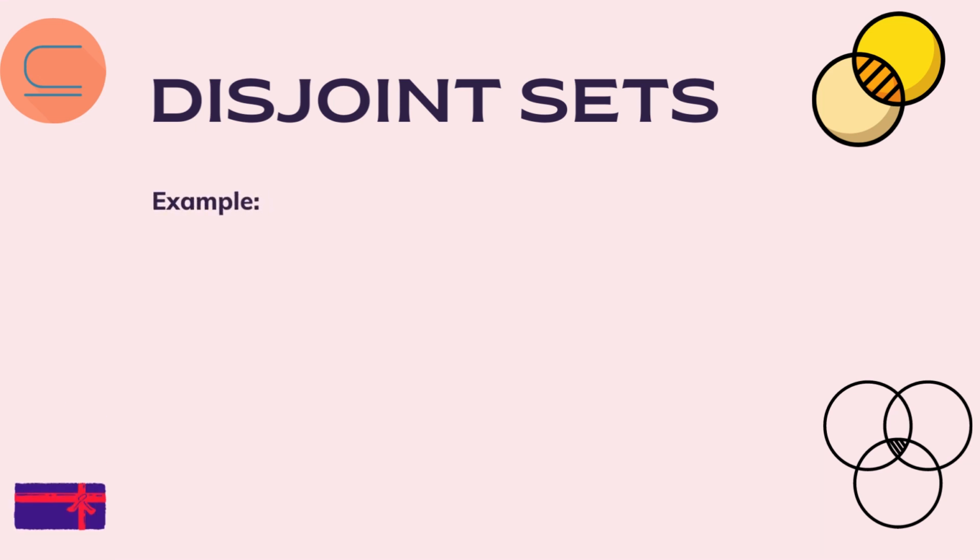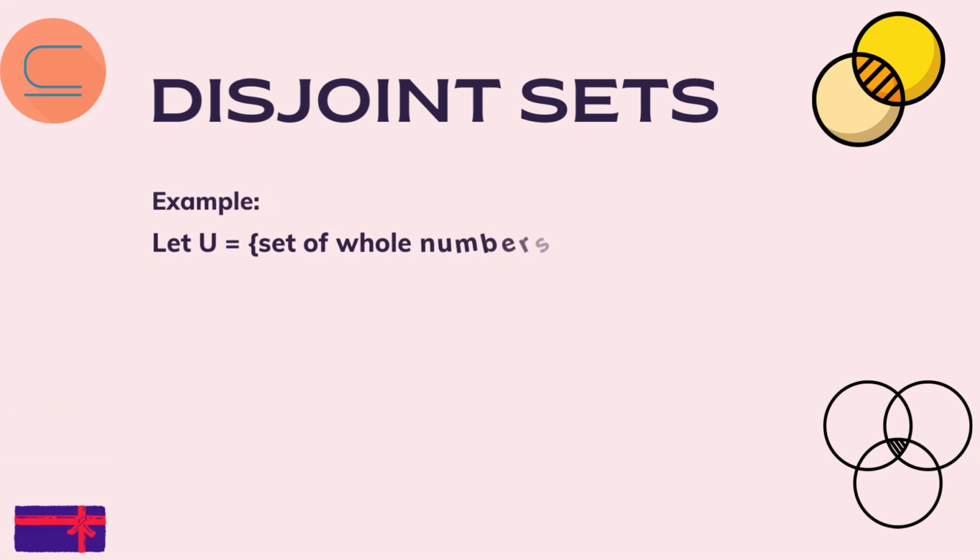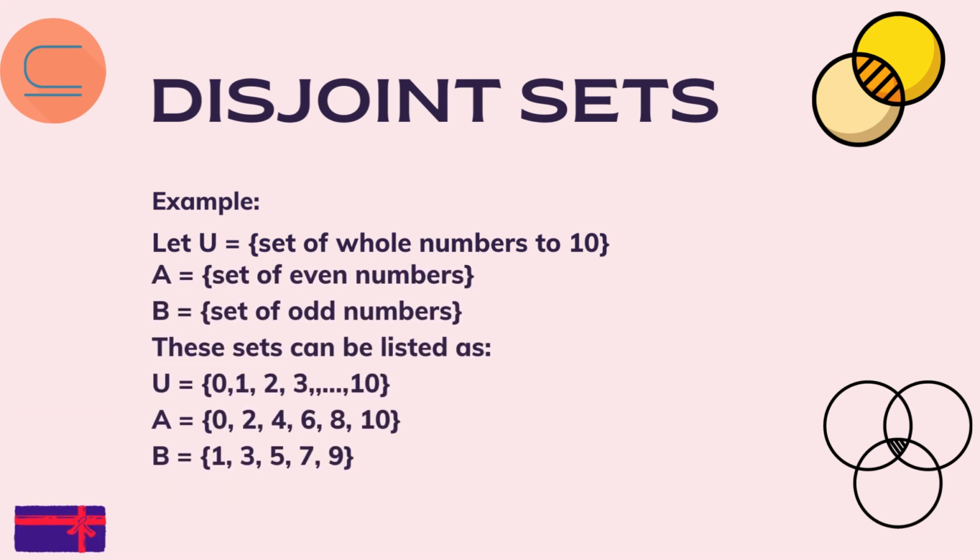A universal set, for example, is a set of whole numbers to 10. So from 0 to 10, you list down the elements, set A being a set of even numbers. The elements naturally become 0, 2, 4, 6, 8, and 10. Set B being a set of odd numbers could be listed down with the elements 1, 3, 5, 7, and 9.